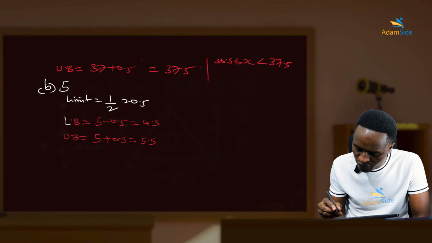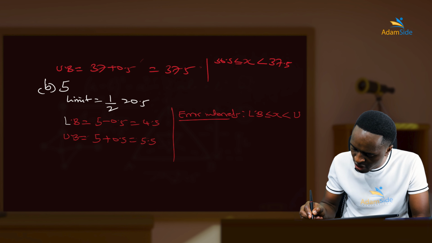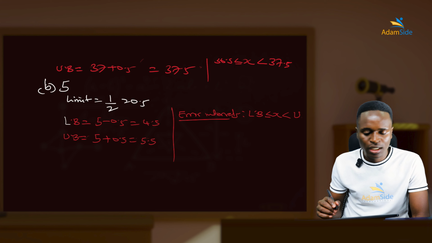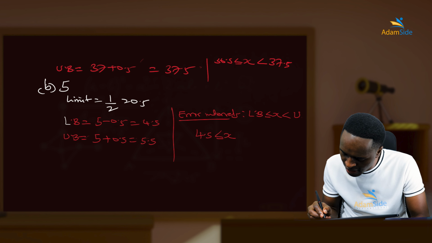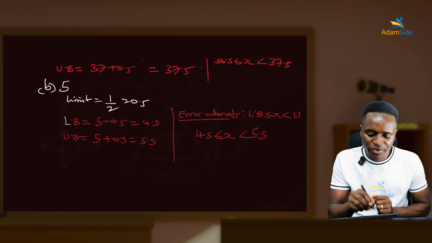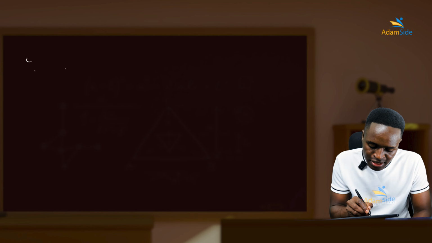Error interval. As we know, error intervals fall behind, we say it's LB is less than or equal to X, and X is less than UB. Correct. And now you can write LB. What's LB? 4.5 is less than or equal to X, and X is less than 5.5. That's what you do.